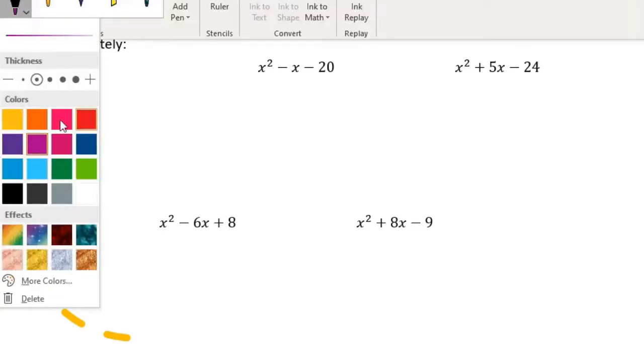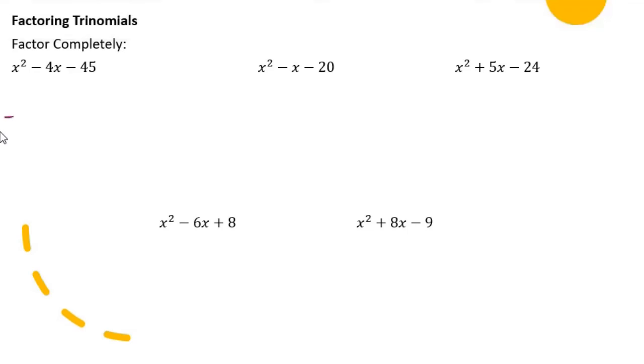x squared minus 4x minus 45. Yep, it's a quadratic trinomial. It's written in the order we expect, so we don't need to rearrange it. And we do have a coefficient of 1 in front of the x squared. So we know it's going to have the same pattern in its factored form as the previous examples.